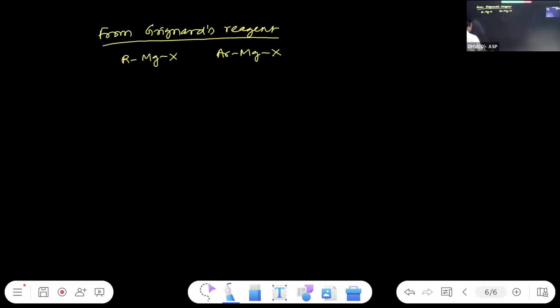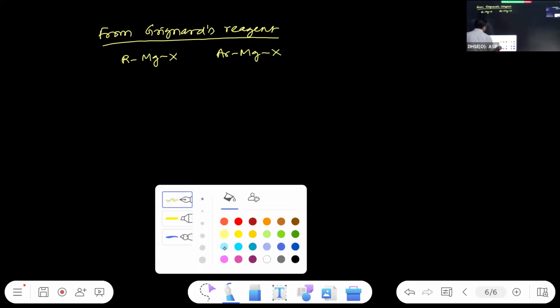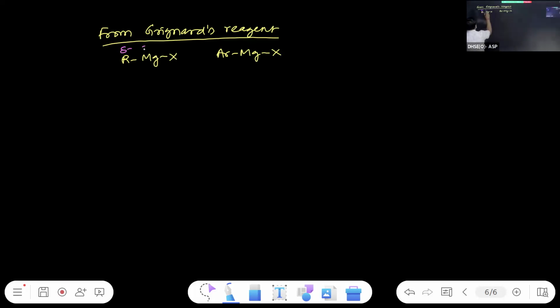So in Grignard's reagent we see the alkyl group or aryl group. It is carbon and magnesium. Carbon is non-metal, magnesium is metal, so it is partial negative, partial positive. The alkyl or aryl group carries the partial negative charge, so it can act as the nucleophilic center.